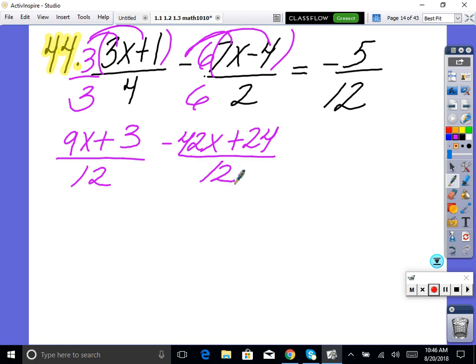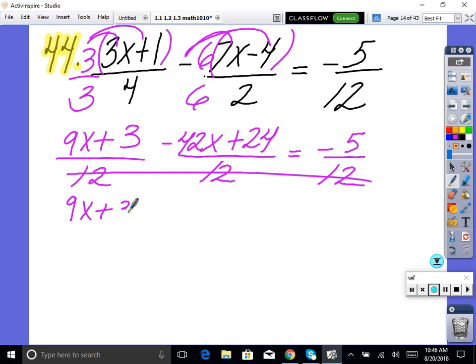Ignore the denominator since it's the same. 9x plus 3 minus 42x plus 24 equals negative 5. And then are you guys good to solve it from there? Yeah. Okay, cool. All right.